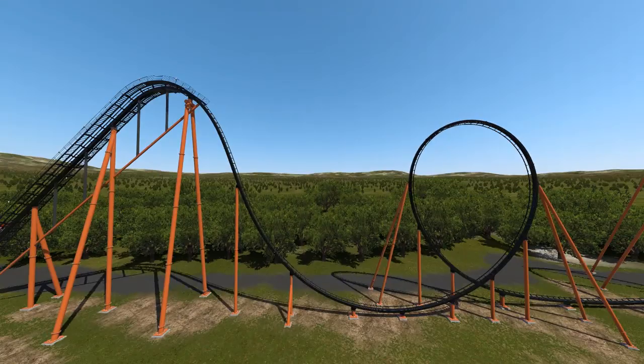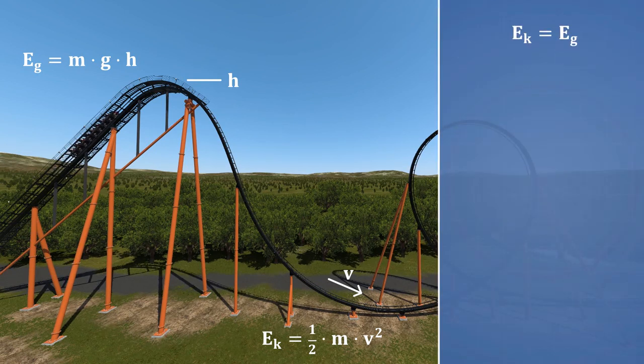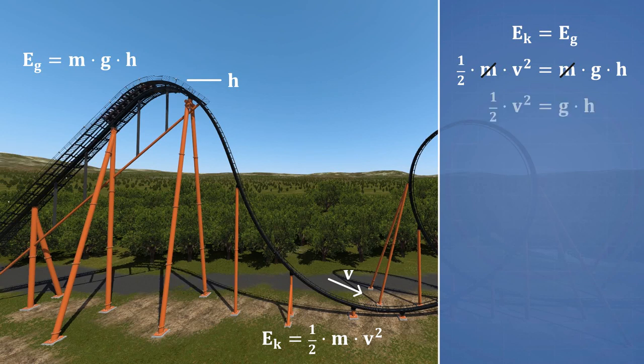If we consider a generic roller coaster with a lift hill and a first drop of height h, then we can equate the gravitational energy at the top of the ride to the kinetic energy that it will have at the bottom in order to calculate the speed of the train. Since the mass of the train, m, is present in both equations, it will cancel out on both sides, indicating that the speed of the ride is not affected by the weight of the train or the passengers.